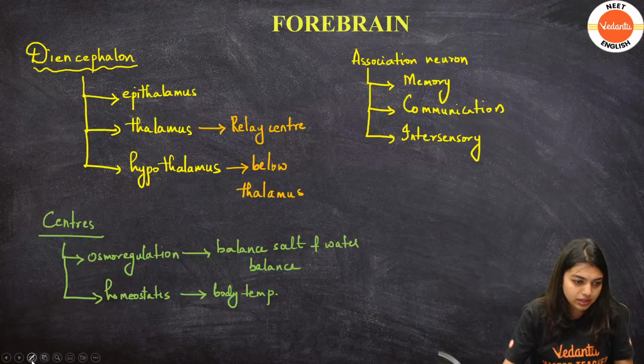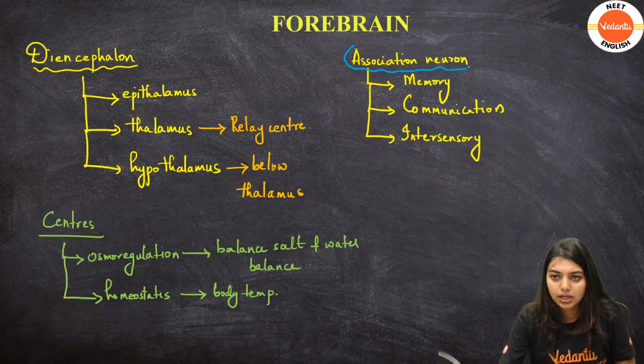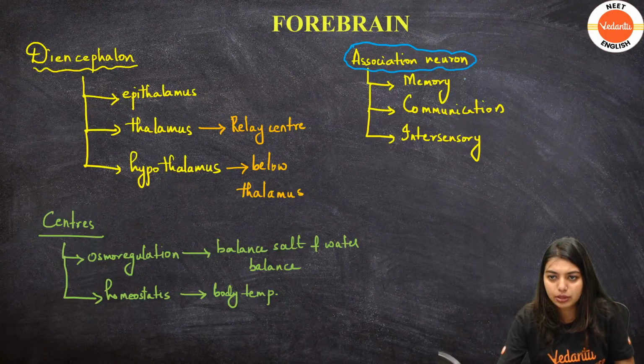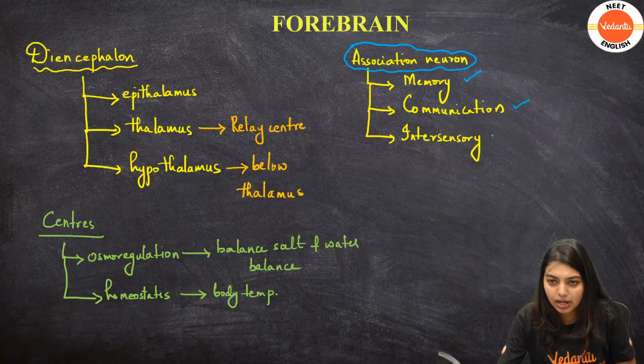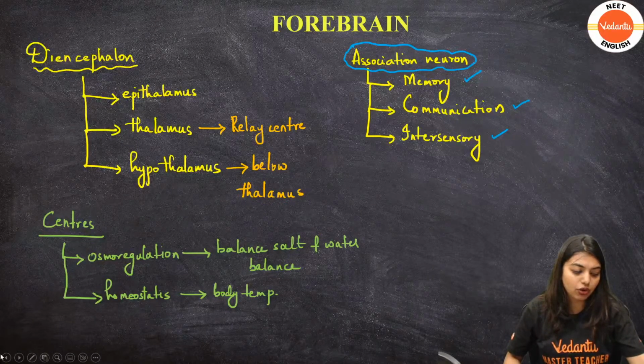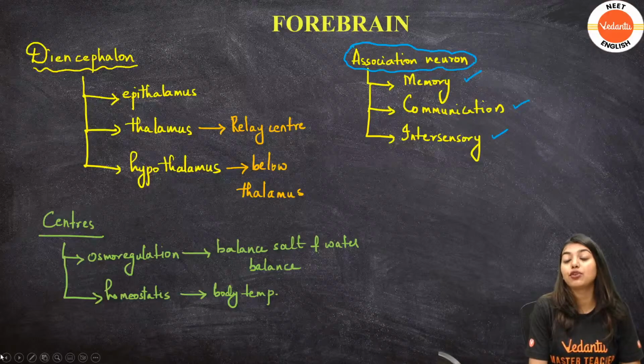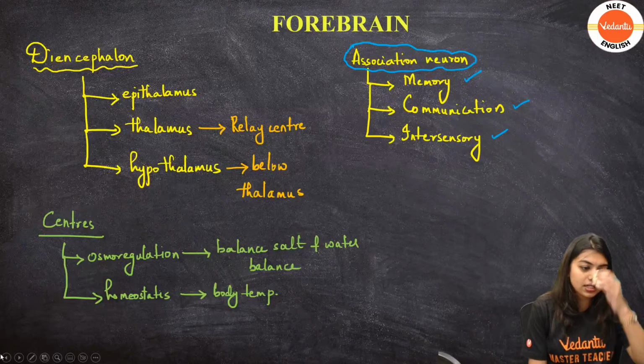Okay, let's mark it. Association neuron helps with memory, communication, and intersensory association. Very important. They can ask you what is the function of your association neuron, for your boards as well as for your NEET. Is this clear?